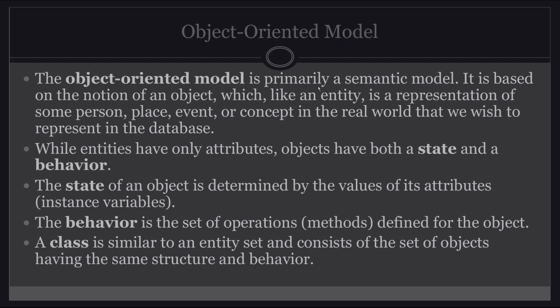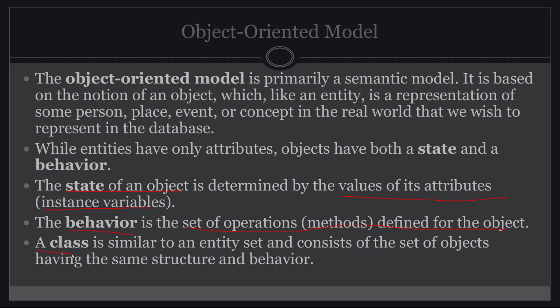The object-oriented model is primarily a semantic model. It's based on the notion of an object, which, like an entity, is a representation of some person, place, event, or concept in the real world that we wish to represent in the database. While entities have only attributes, objects have both a state and a behavior. Okay? The state of the object is determined by the values of its attributes, which are also called instance variables. The behavior of the object is the set of operations or methods that are defined for the object.